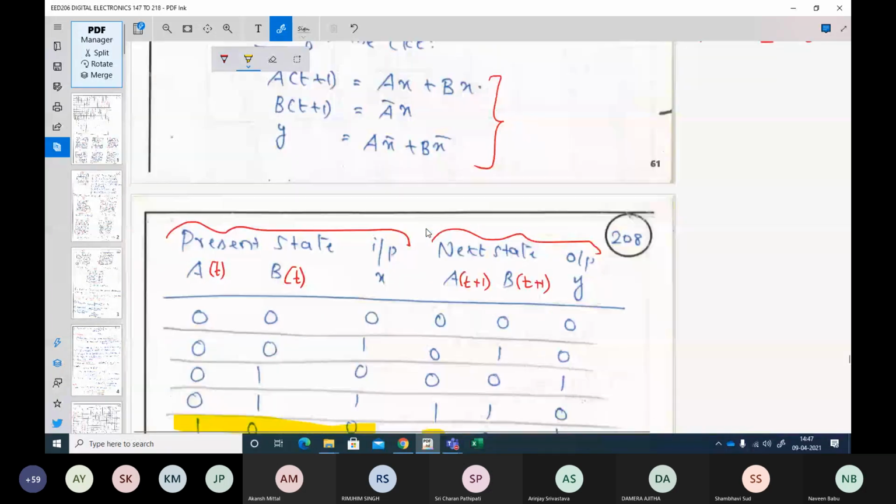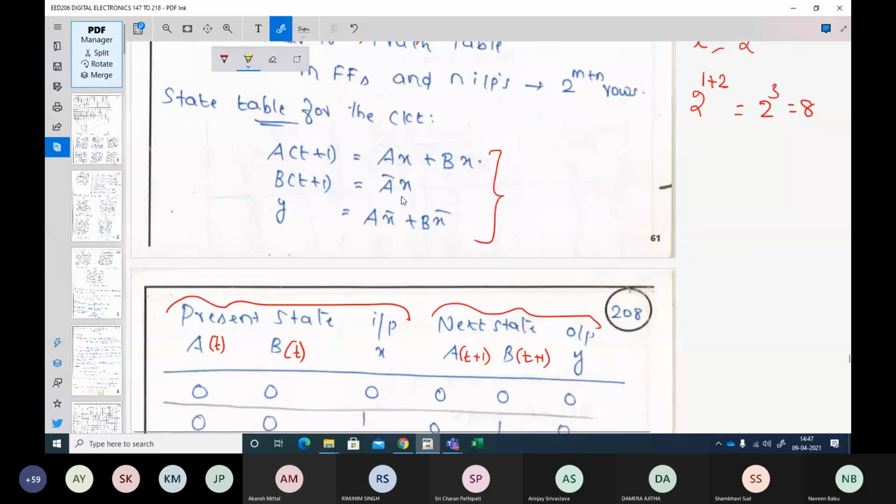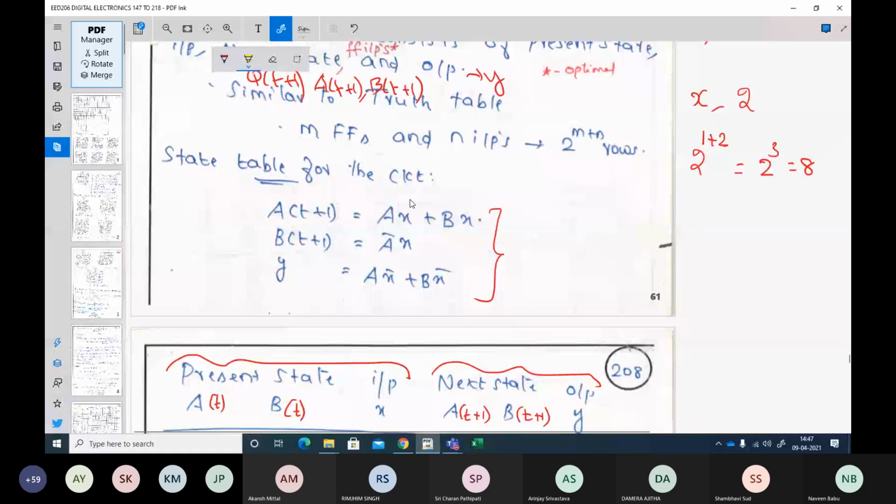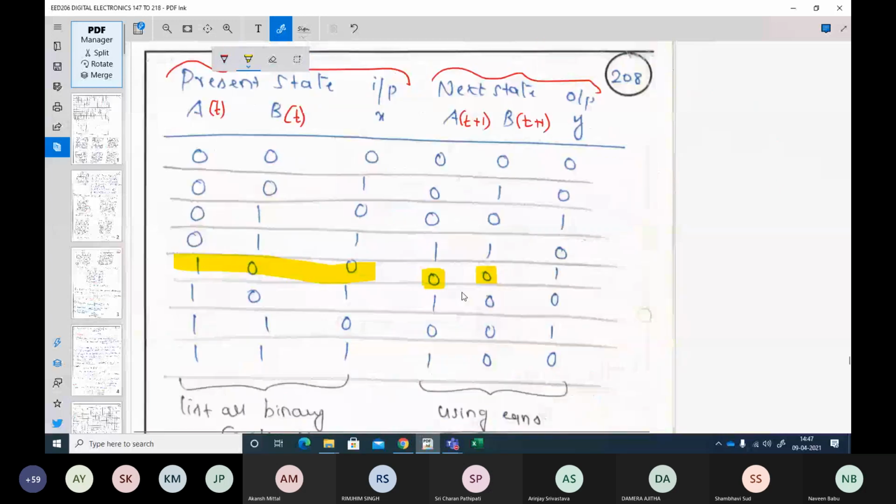Y is ax bar plus bx bar. So x bar will be 1, a plus b is 1, 1 plus 0 is 1, 1 plus 1 is 1 dot 1 is 1. So it is 1. Okay, so likewise, you fill the next state equations. So that's what has been written.